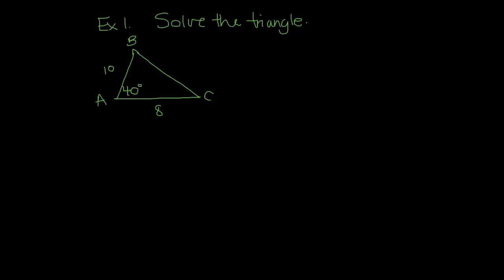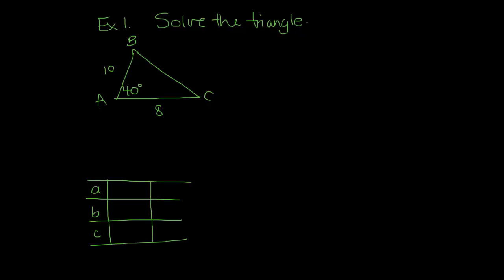In these problems, we're going to ask you to solve a triangle, and what that means is that we want all three side lengths and all three angle measures. So I'm just going to put a little chart down here to fill in what we know and don't know. A, B, and C are going to be our side lengths, and let's do angle A, B, and C over here. I know I'm done when I find those six things.